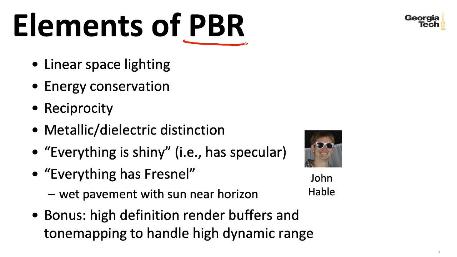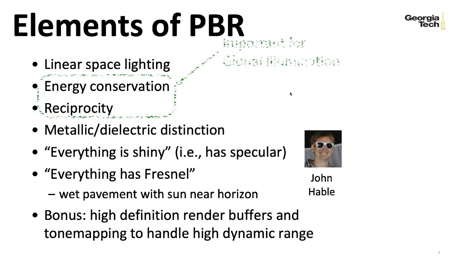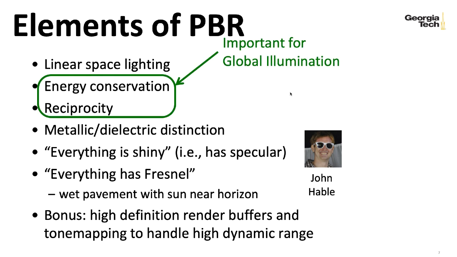It's sort of a combination of a lot of different factors. The question of linear space lighting largely has to do with the way that textures are authored and stored, and I'll deal with that in a future lecture. 2 very important properties that we'll detail later in this lecture are energy conservation and reciprocity, and these are particularly important if you are going to try to perform some sort of global illumination calculation.